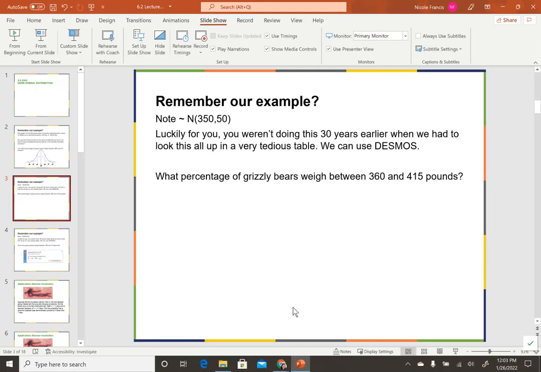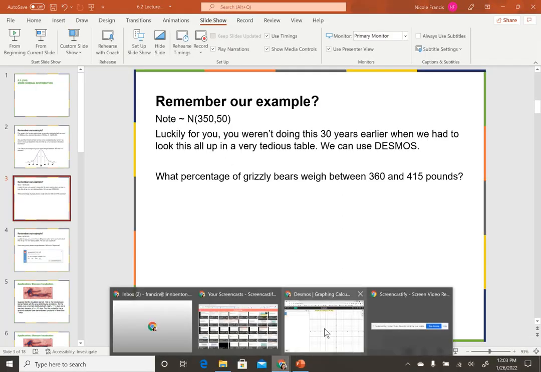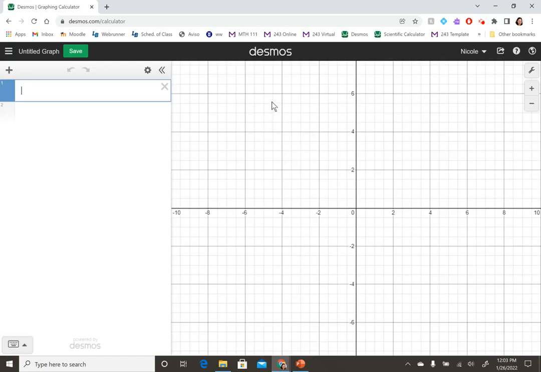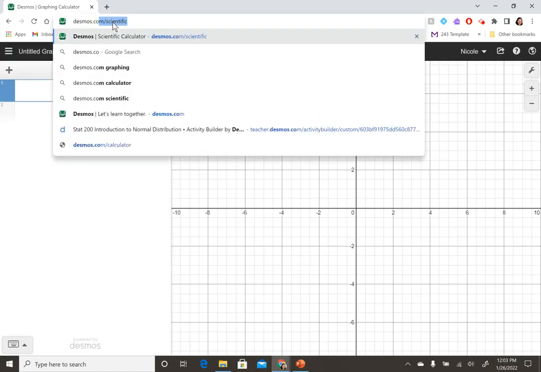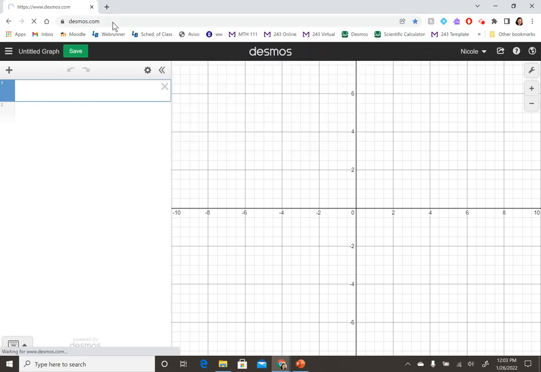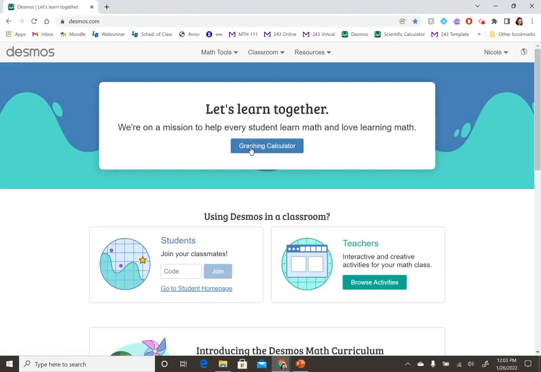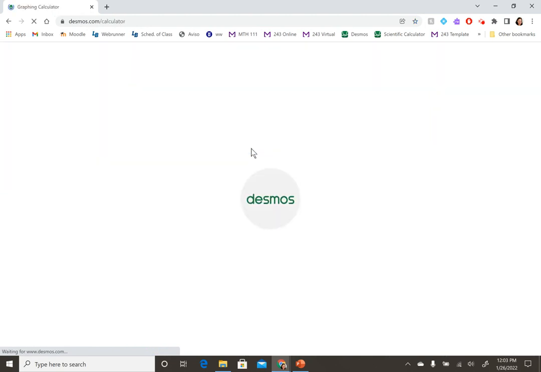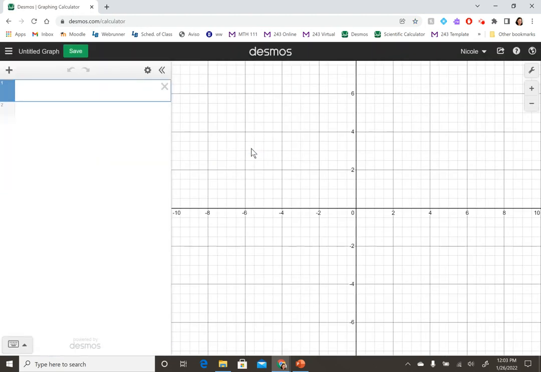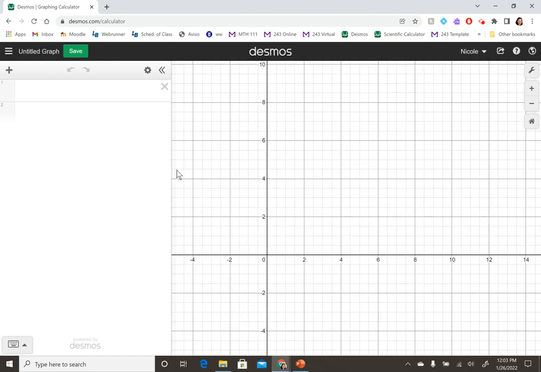So let's escape out of this PowerPoint, go to any web browser and open up Desmos. You just go to desmos.com, and it will open to this, and you click graphing calculator. And here we go. Now, Desmos is a very useful graphing calculator. I'm guessing some of you have used it before. We're going to use it for our normal distributions.